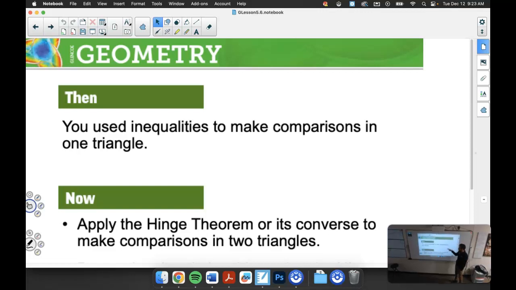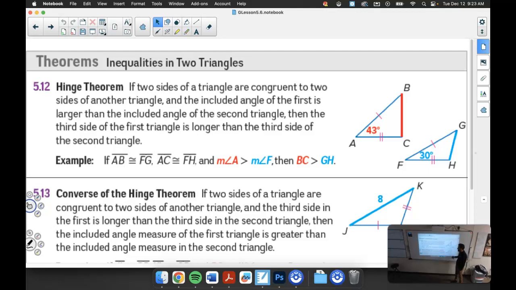Now we're going to start to look at two triangles. These are called the triangle inequality theorems, plural, inequalities in two triangles. And you have two of them. There's the hinge theorem, which I'm just going to throw out there if this is easier for you to remember. It is a little confusing, so I want to caution you.